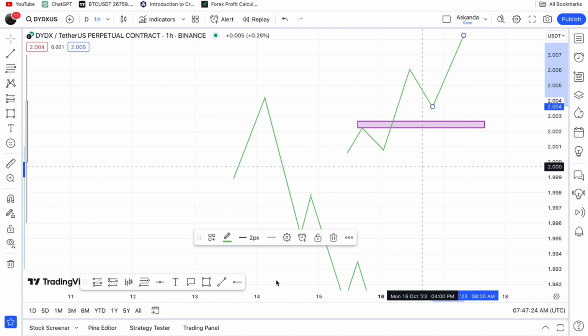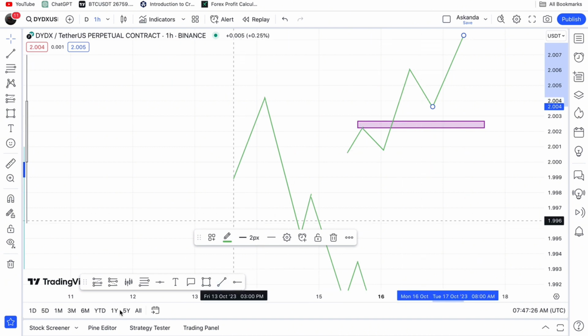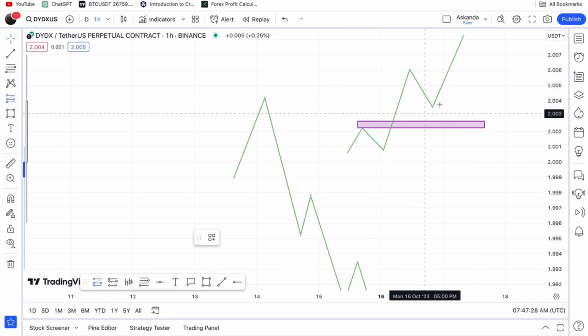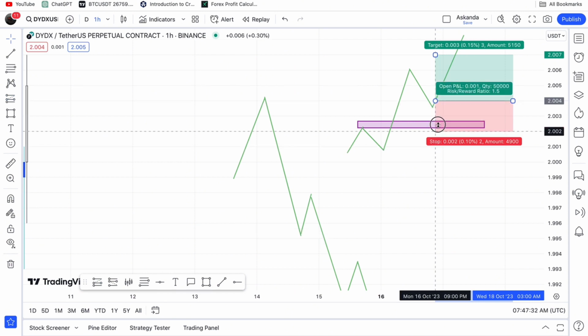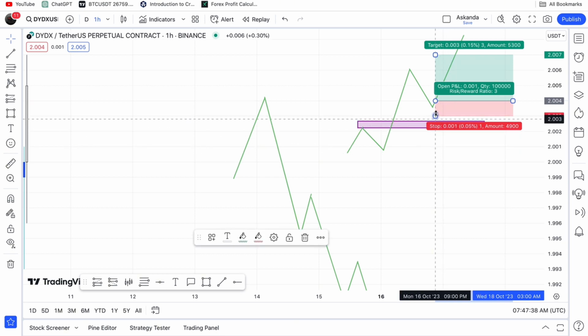Very simple. So if I'm going to trade this, I'll just click on my long position, come and put it around here. Then I'll put my stop loss at the nearest resistance. So you can even see it's a 1:3 risk reward ratio around that place. So this is how it works. If you still have any questions, you can let me know in the comment section.